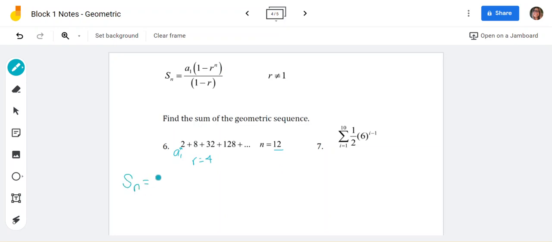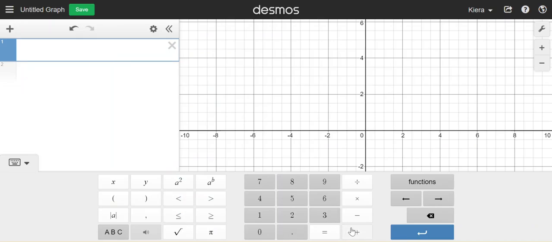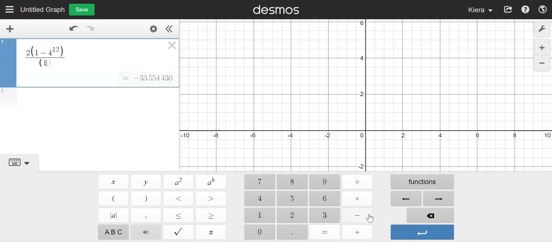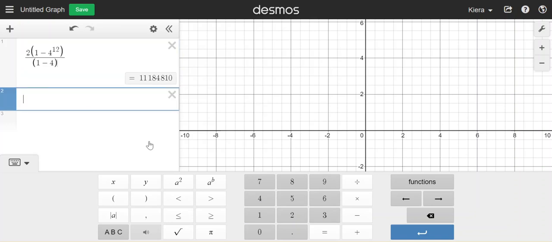So S sub n equals 2 times 1 minus 4 to the 12th power, all over 1 minus 4. Or if we want to write it in sigma notation, we start at n is 1, we go to 12, and our pattern is 2 times 4 to the n minus 1 power. And we go to put these in Desmos. The first one we had, 1 minus 4 to the 12th, over 1 minus 4, gives us 11,184,810.